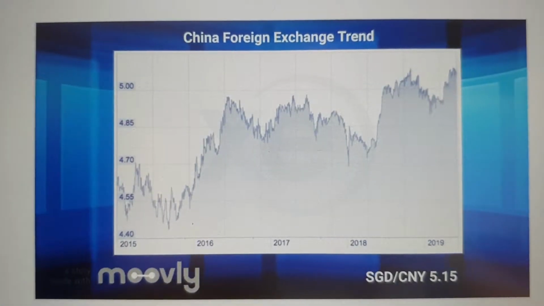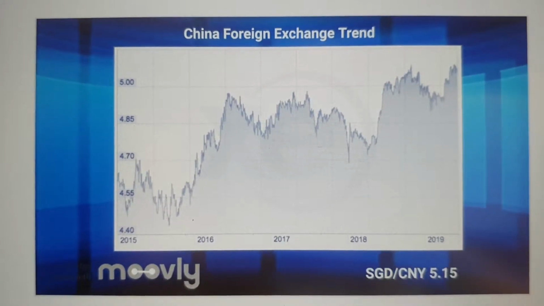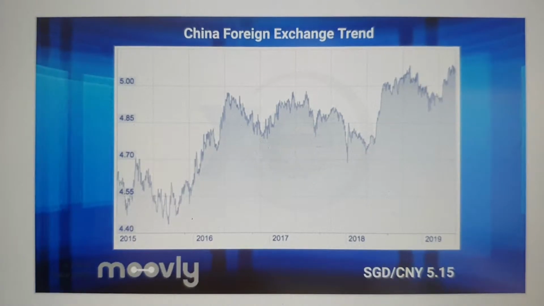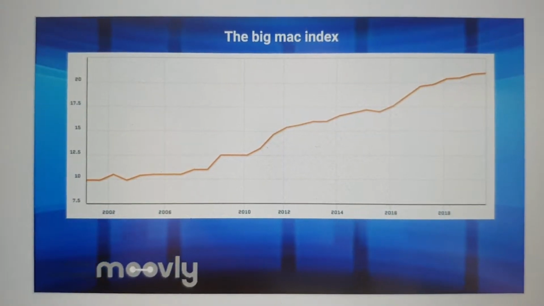The exchange rate of Singapore against yuan is 5.15. Yuan is depreciating against SGD. This might be due to the recent tariffs imposed by both the US and China.